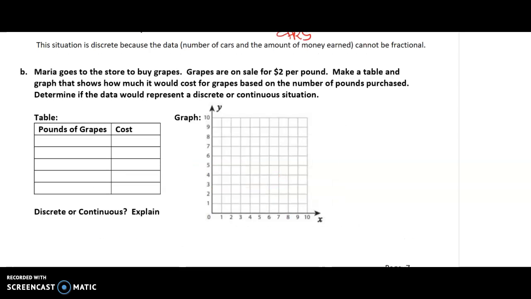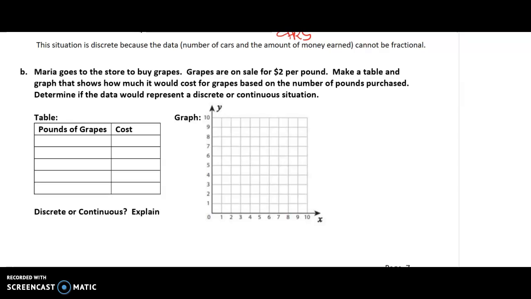Moving on to example B, where Maria goes to the store to buy grapes. Grapes are sold for $2 per pound. We're going to make a table and a graph that shows how much it would cost for grapes based on the number of pounds purchased. We want to determine if the data would represent a discrete or continuous situation.